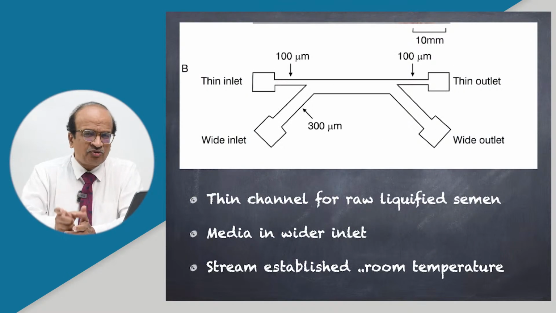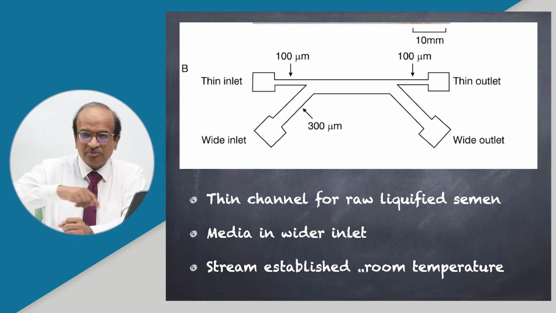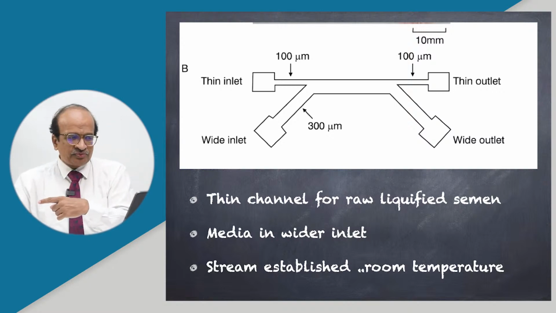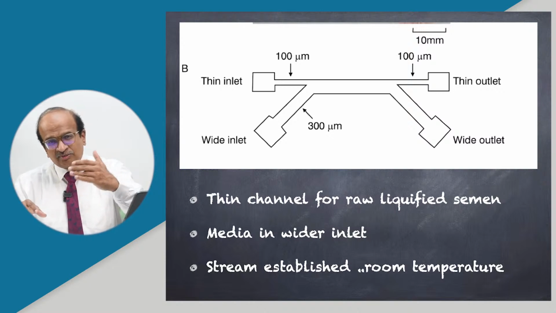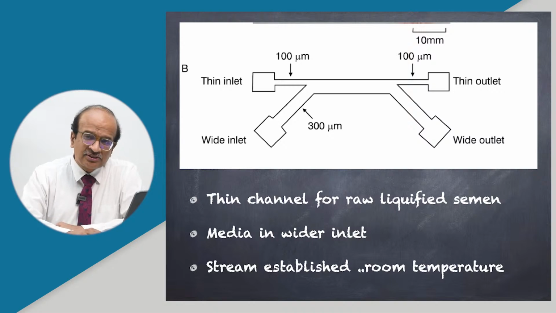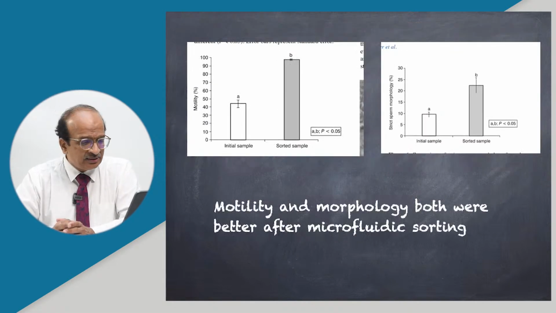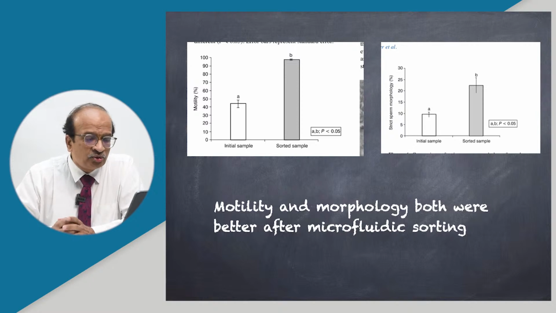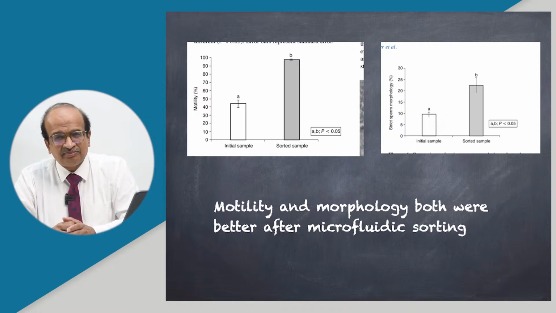A typical microfluidic chip is like this, which has a thin inlet and a thin outlet for raw semen to be inserted from one end and come out, while the wide inlet and wide outlet are for the media which flows and takes the motile sperm with it from the wider outlet. And all the streams have to be established at room temperature. Look at the yield. In this particular study, they said that the motility and morphology both were better in the sorted sample compared to the initial sample.